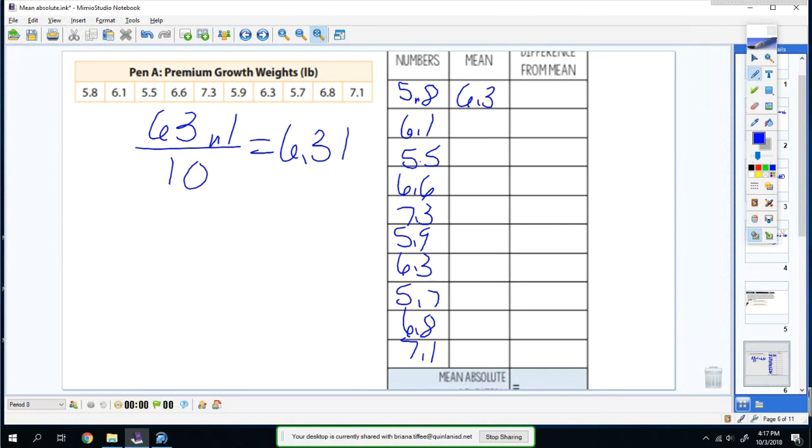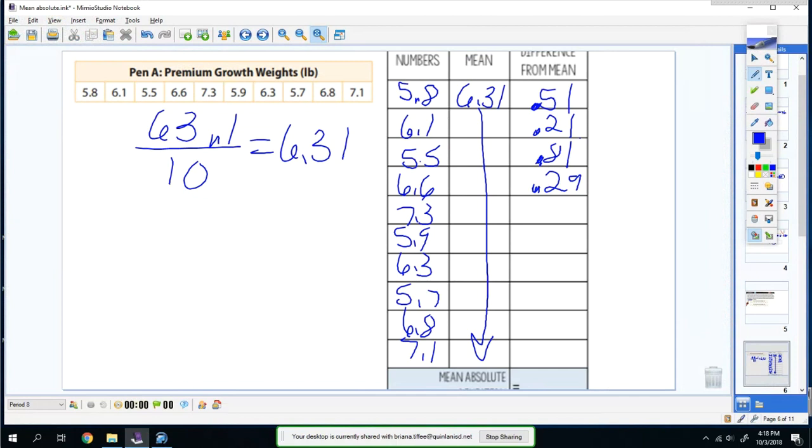So 6.31 will go in this column. I'm just going to draw an arrow, and what you're going to do is subtract. So I'm going to do 5.8 minus 6.31, and you get negative 0.51. But it needs to be the absolute value, so it would just be 0.51. Then 6.1 minus 6.31, 0.21. 5.5 minus 6.31, 0.81. 6.6 minus 6.31 will be 0.29.